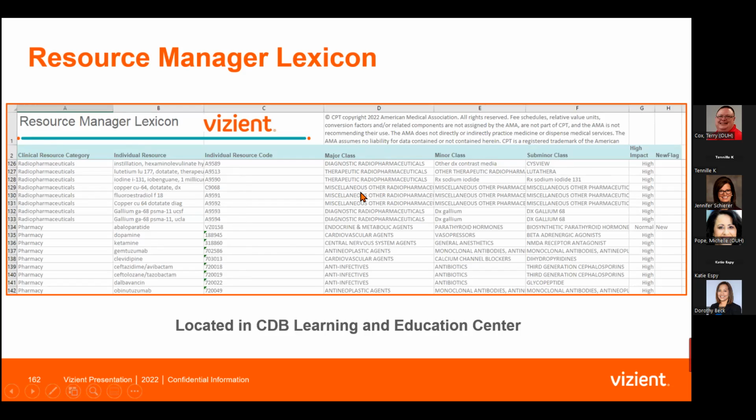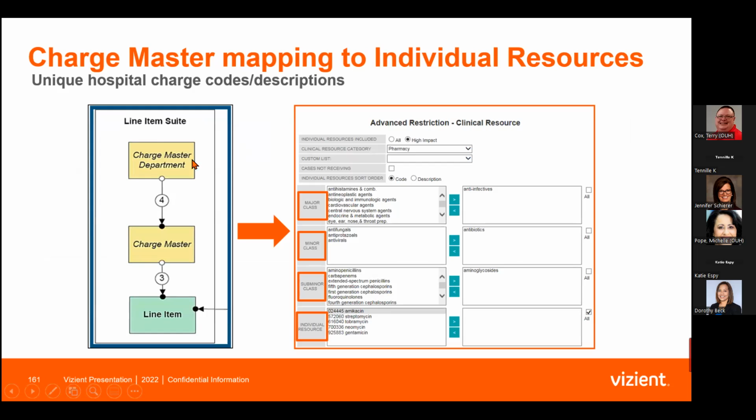And that high impact column only pertains to the pharmacy drugs. I'll show you that in a moment. And then again, you can utilize this to find the individual resources that you want to create your report on. You can also filter.